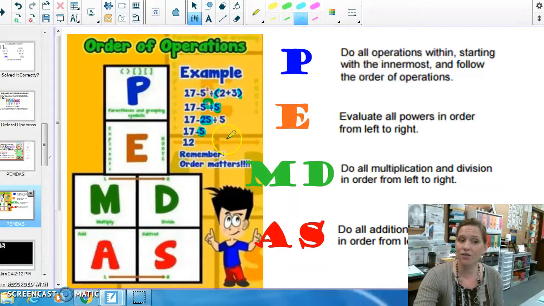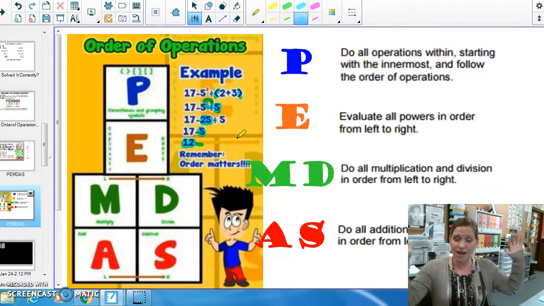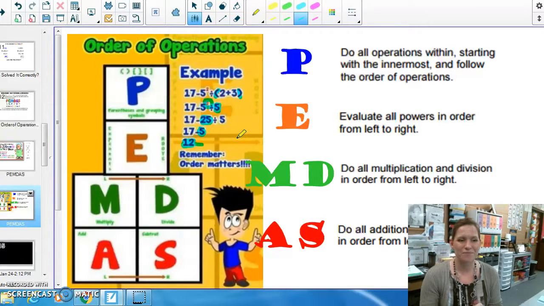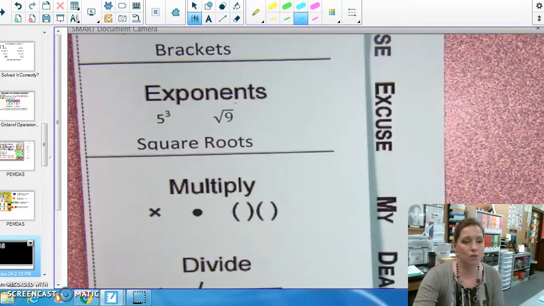Bring everything down. The last step is adding and subtracting from left to right. Well, all I have left is subtracting. So 17 minus 5 gives me my final answer as 12. Order matters. Everybody who does this problem should get 12 as long as you're following the steps correctly. All right, so let's go ahead and take a look at what some problems look like in your foldable.